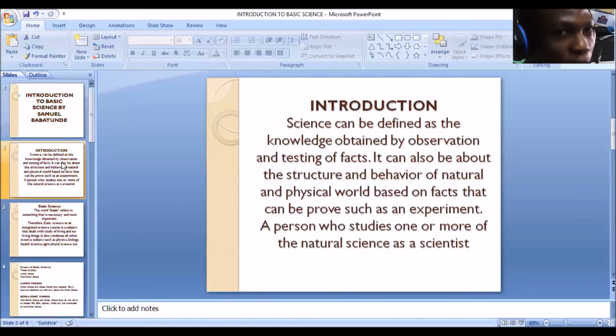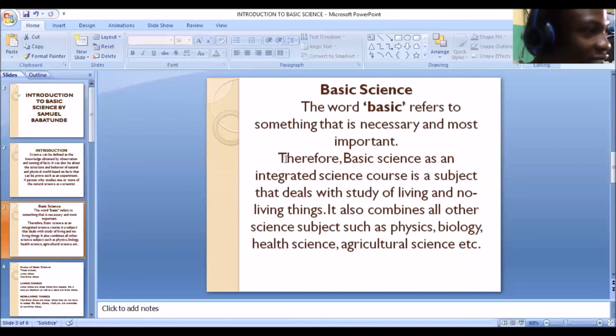And we say people who study one or more natural sciences, people who carry out these experiments in order to prove laws and theories, are known as scientists. Likewise, I can be a scientist, you can be a scientist, in as much as you follow the procedure involved in science. Then we discussed basic science, where I told you that basic science is an integrated science course that deals with the study of living and non-living things. Basic science is a course that gives you an understanding and knowledge of the science courses you're going to be doing in senior secondary school, which are physics, biology, chemistry, health science, and agricultural science.